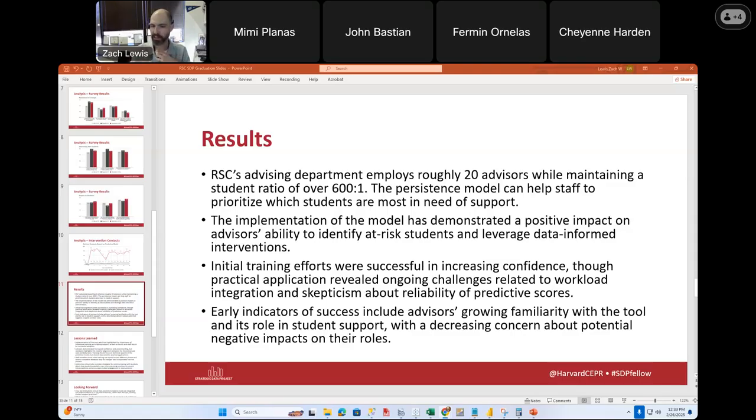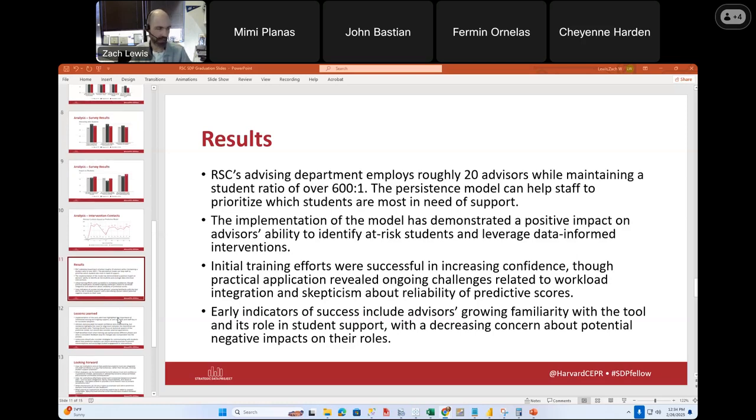So the next phases of this work are certainly going to focus on stronger integration of some of those predictive analytics into the advising practices in the day-to-day space. And then hopefully that will lead to more proactive and targeted student interventions, which will drive, in an ideal world, that increase in student persistence over time at the college.